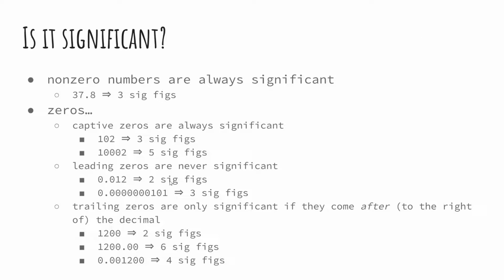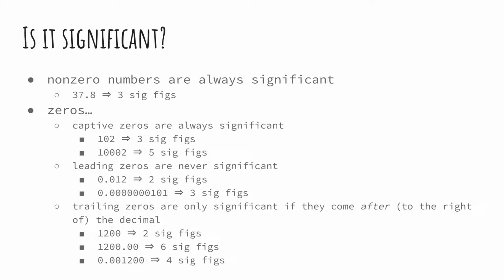Likewise, 0.00000000101 has 3 significant figures. The 2 1s are significant. The 0 that's caught between them, that's actually part of the measurement. All the other zeros, they're just there to tell us about the size. They're not significant.